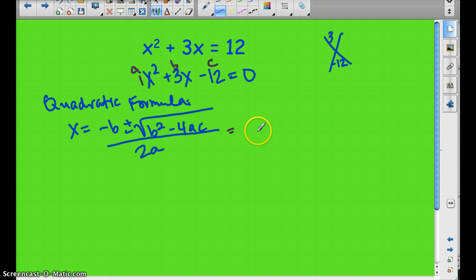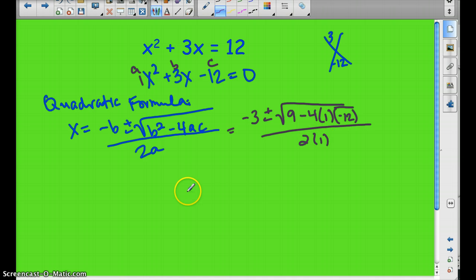So I'm going to plug these in. So I have negative 3 plus or minus the square root of 9 minus 4 times 1 times negative 12, all over 2 times 1. So I'm going to go ahead and simplify what's inside my radical first. So it's going to be negative 3 plus or minus, it should come out to be 57, the square root of 57, all over 2.